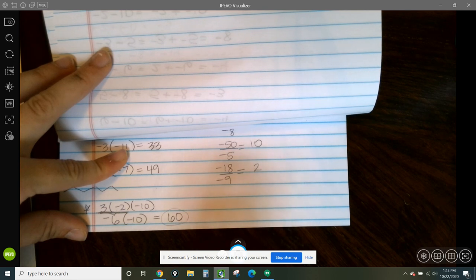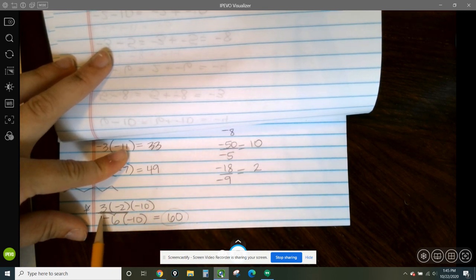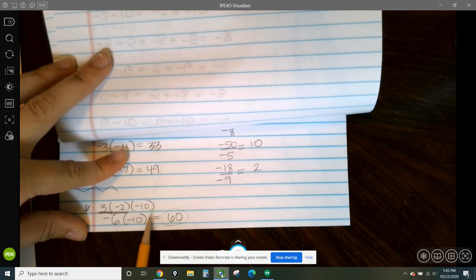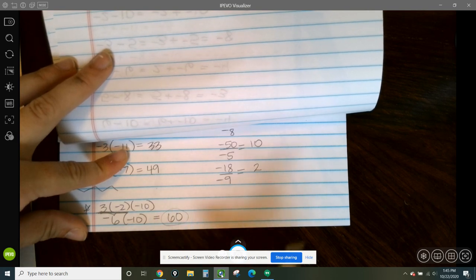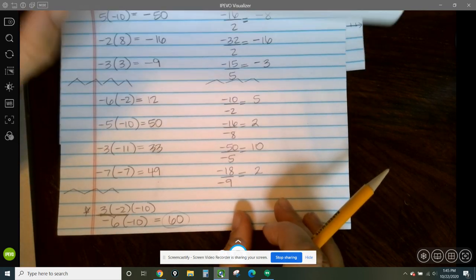So if you see a problem that has more than just 2 numbers, just do 2 at a time. You can only multiply these 2 first, then multiply the third. If there was a fourth, then you would multiply the fourth, and then the fifth. So just do 2 at a time.